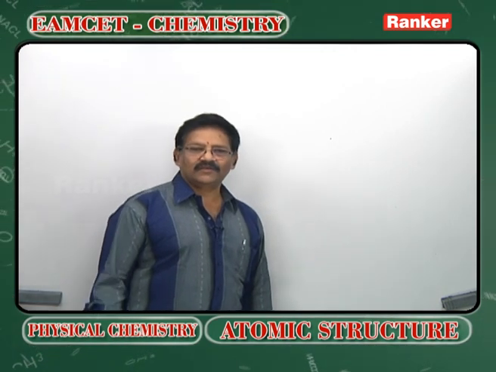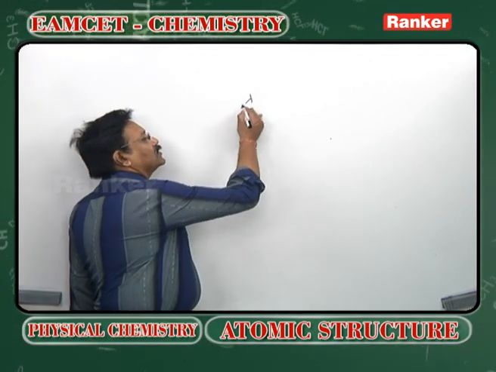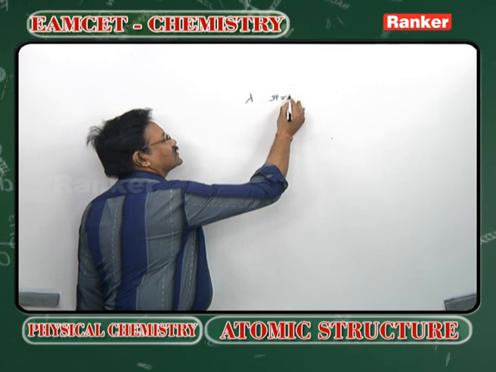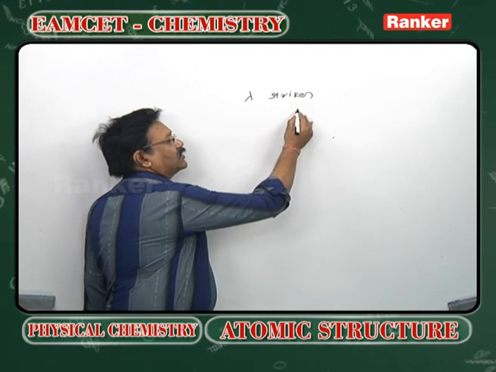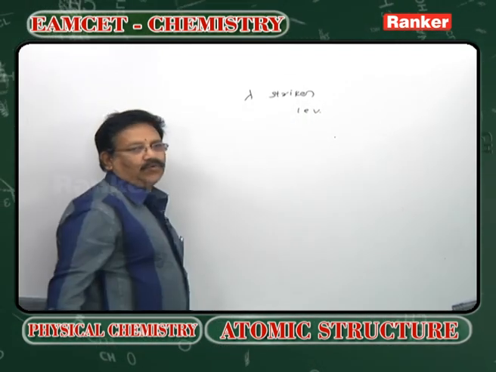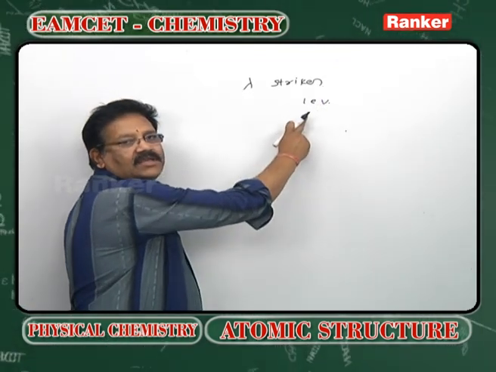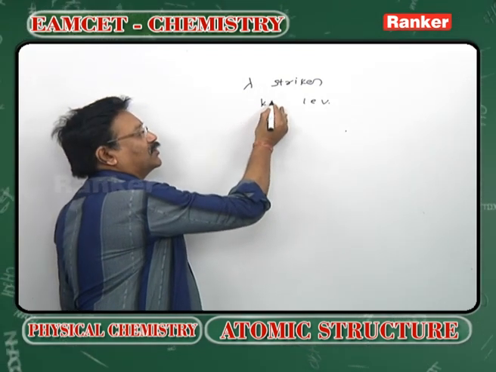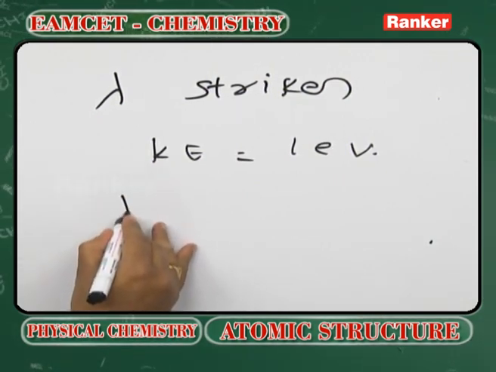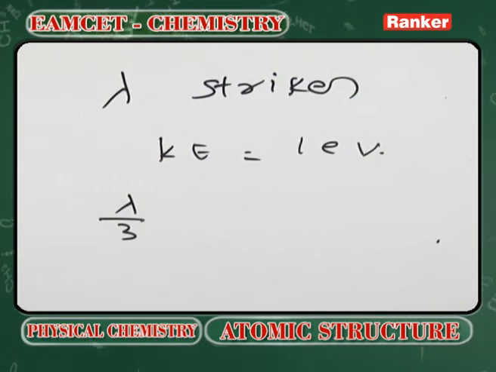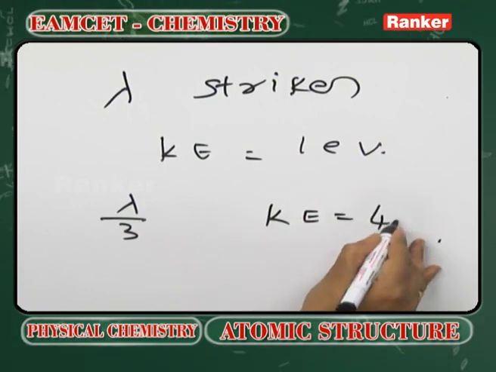Let us begin with a question. When a light of wavelength lambda strikes a metal surface, the kinetic energy of the photoelectrons emitted will be 1 electron volt. And when a light of wavelength lambda by 3 strikes the metal surface, the kinetic energy will be equal to 4 electron volts.